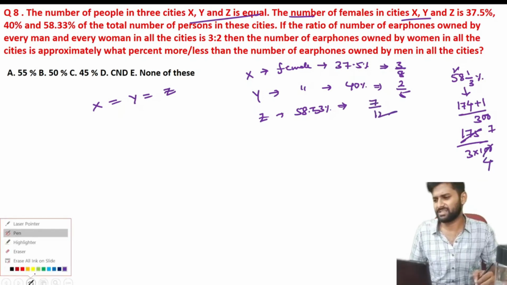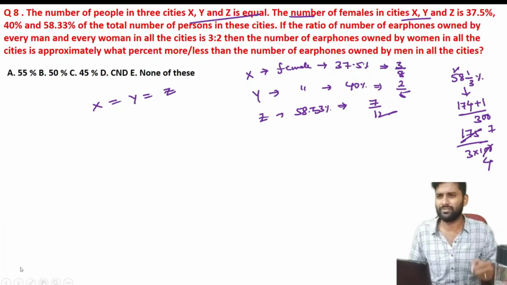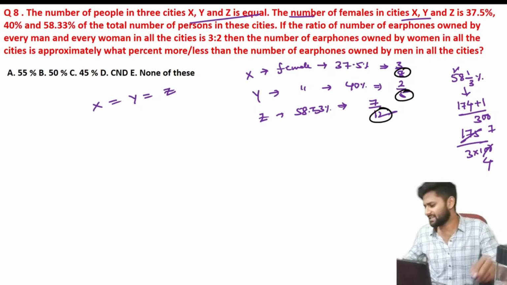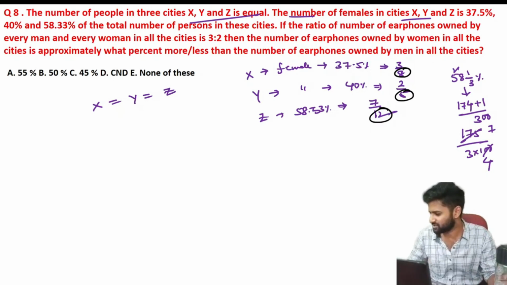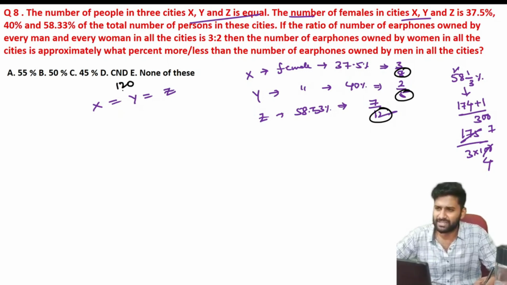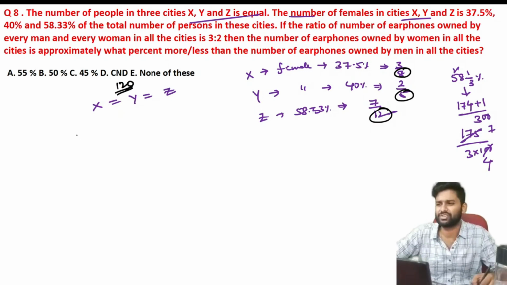Now they clearly mention that total number of people in this city of X, Y, Z is same. My suggestion, guys, consider all these denominator values, then identify the common multiple of all these numbers. So what is the LCM of all these numbers? 8, 12, 5 LCM is 120. Now you understand the total number of people is 120.